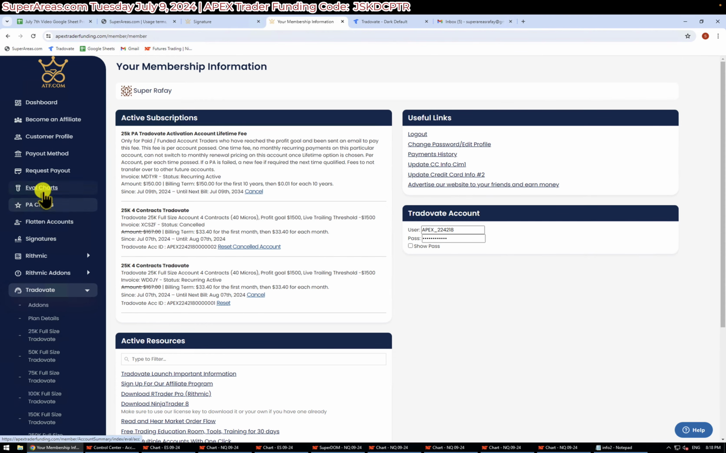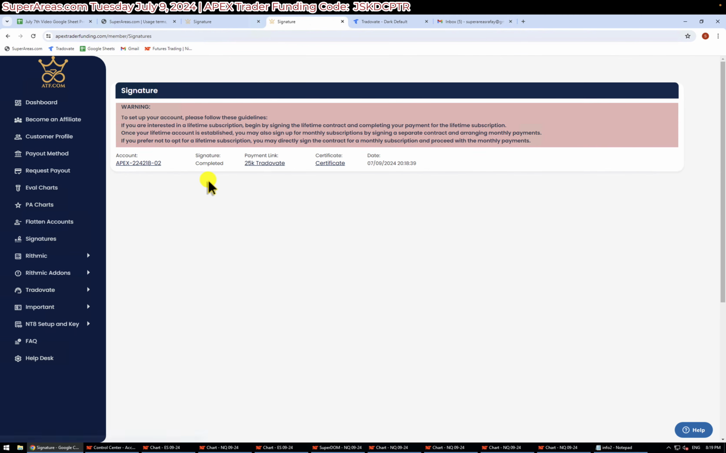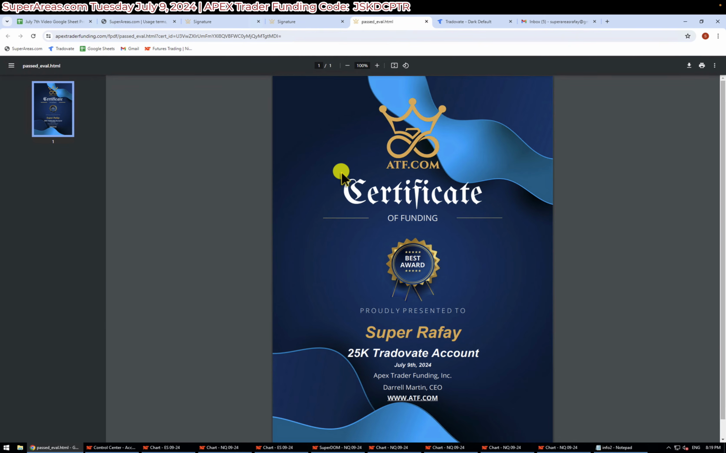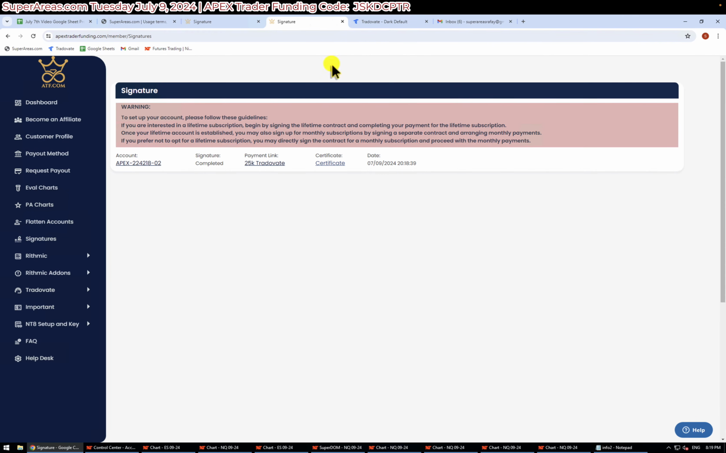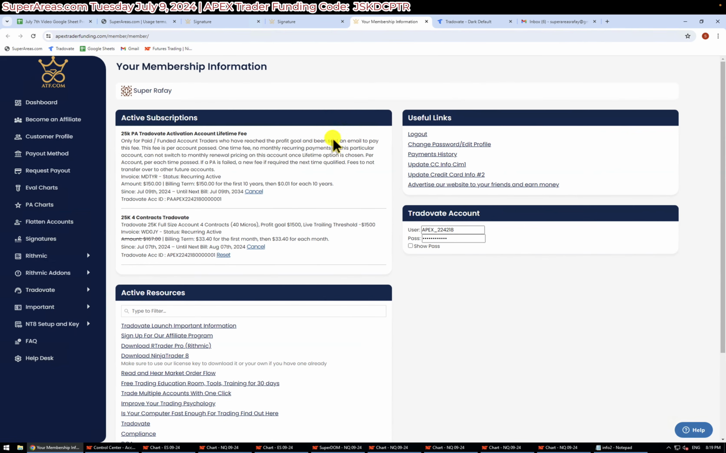Now, if you go to EA right here, this account number 2 was converted into a PA. So if I go to my evaluation chart, it says passed. And when I went to signatures, I signed it, and then I saw my certificate. They have given me funding, and they asked me to pay $125. So now if I click on that link again, it's going to give me an alert that an issue is found, you need to pass an exam. So it already knows that there's no pending payment allowed.